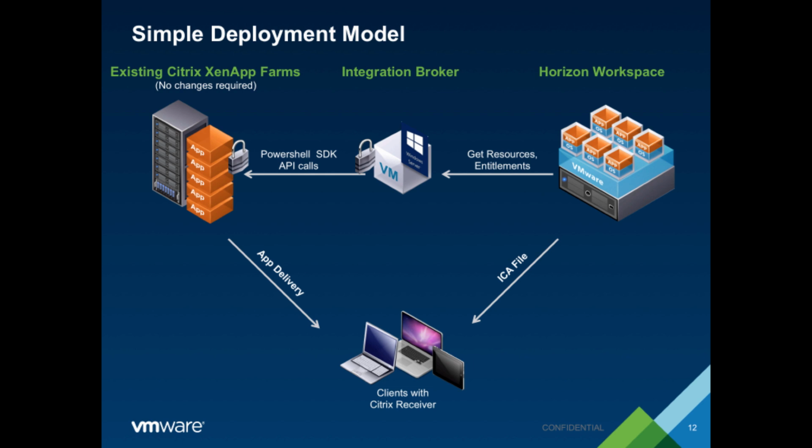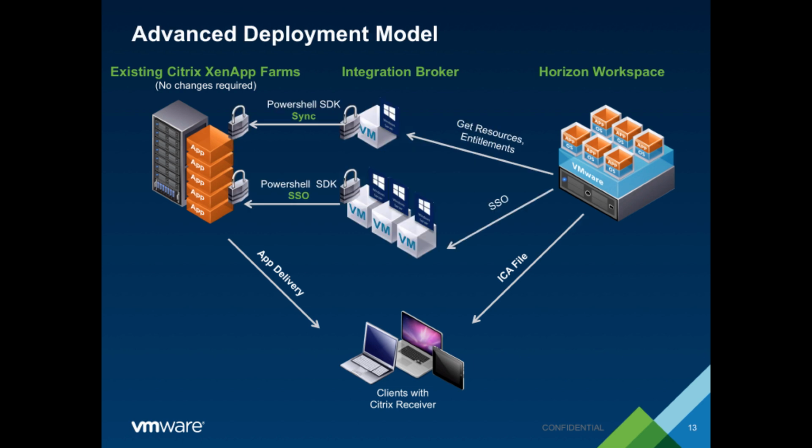Again, the app delivery happens very similar to the hosted applications pieces. We read entitlements from the existing Citrix XenApp farms, we deliver the app, and then we send out an ICA file to the clients, and the Citrix Receiver launches that resource and gives the users access to it.